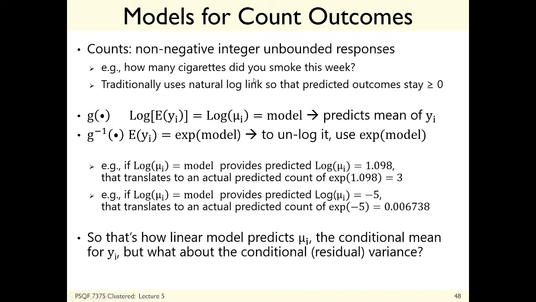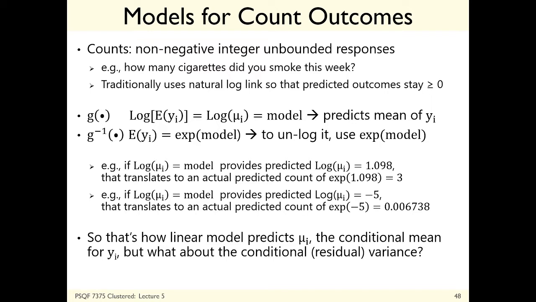So counts. What's the smallest number that a count can be? 0, right? You can't have negative days in the hospital, or negative numbers of cigarettes, or numbers of times that I said shit today. All my favorite count variables.